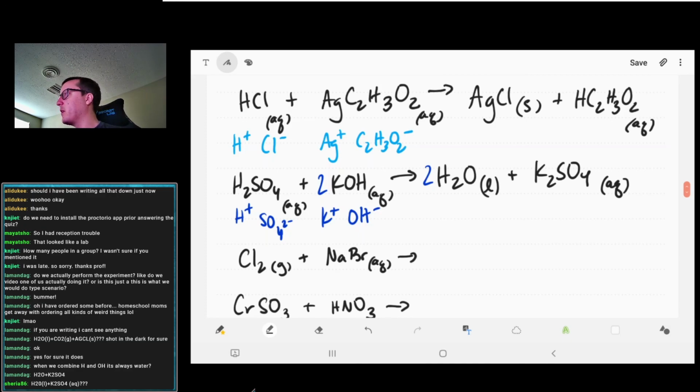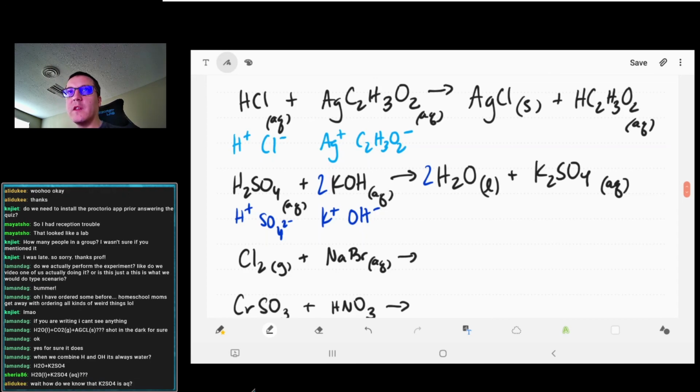Alrighty, so I've put something up for you guys. You can see it's just a periodic table online. How do we know that? Because it has potassium and it has sulfate. So for both reasons, it's going to be aqueous.